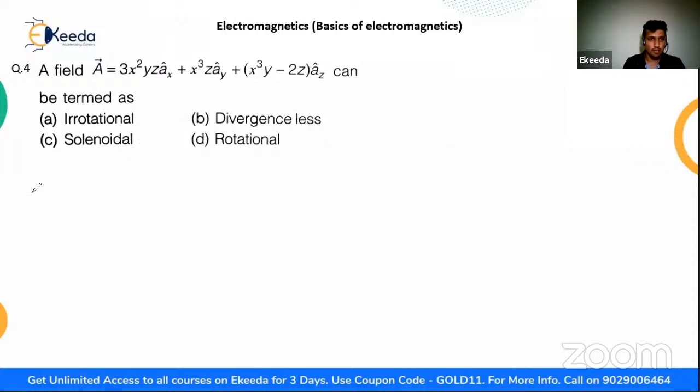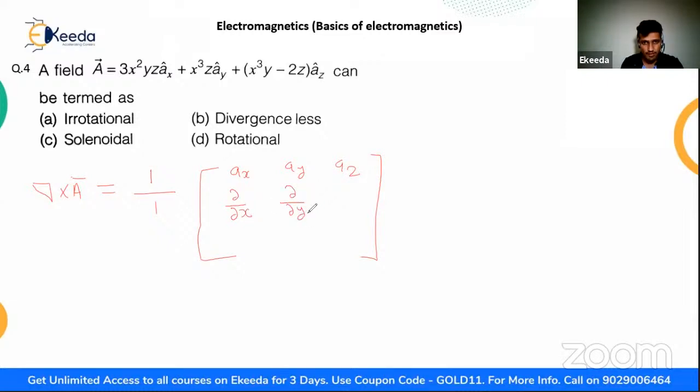So we will just calculate the curl of this vector, del cross A. In the Cartesian coordinate system, it is defined by the determinant with rows ax, ay, az; del upon del x, del upon del y, del upon del z; and the components of the vector. The x component is 3x squared yz, the y component is x cubed z, and the z component is x cubed y minus 2z.